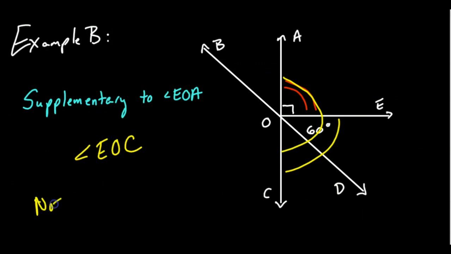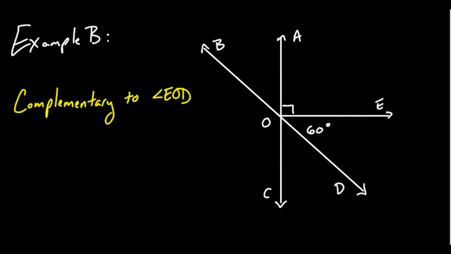Please note on these, you guys, it is not angle EOD and DOC. You can't add those two angles together and say, hey, if we add those two, then they're supplementary. Because when we're talking about supplementary, we're talking about pairs of angles. You can only have two angles. Complementary to EOD. Well, it's going to be the angle right next to it. Those two angles would add up to a total of 90 degrees. So we've got those two, which is going to be angle COD.